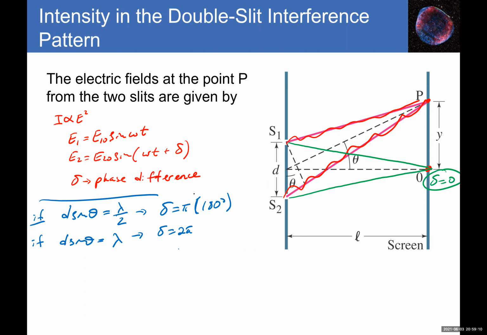So in general, delta over 2 pi will be equal to d sine theta divided by lambda. Then we can rewrite this in terms of delta, the phase difference. Rearranging that equation, delta will be equal to 2 pi d sine theta divided by lambda. So this is basically the equation for the phase difference.